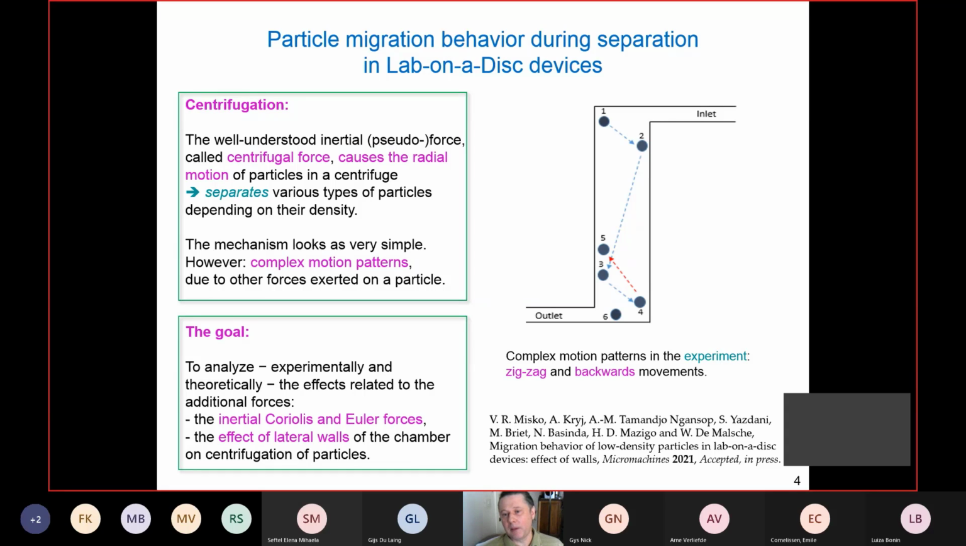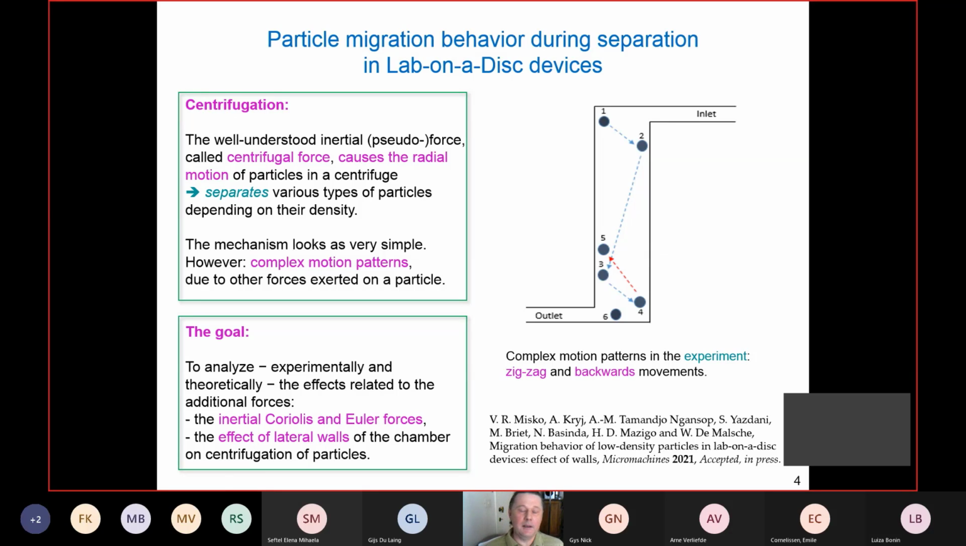We have some complex patterns, as shown on the right. The particle is first detected in position 1, 2, then zigzags, goes down, and then goes back, which is strange because it is against the centrifugal force. Generally, we could think these are just some imperfections that can happen, but we don't know the reason.